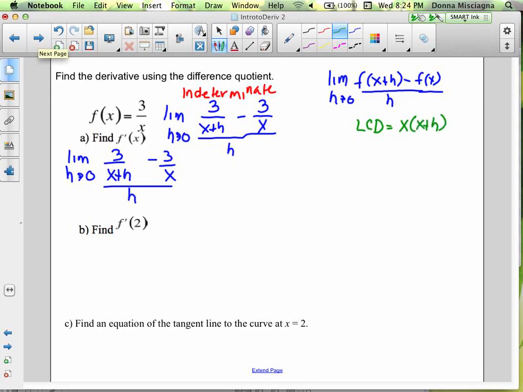They're different. Right, so this one needs an x. Put an x in the denominator, got to put an x in the numerator. This one needs an x plus h. Put an x plus h in the denominator, got to put an x plus h in the numerator.